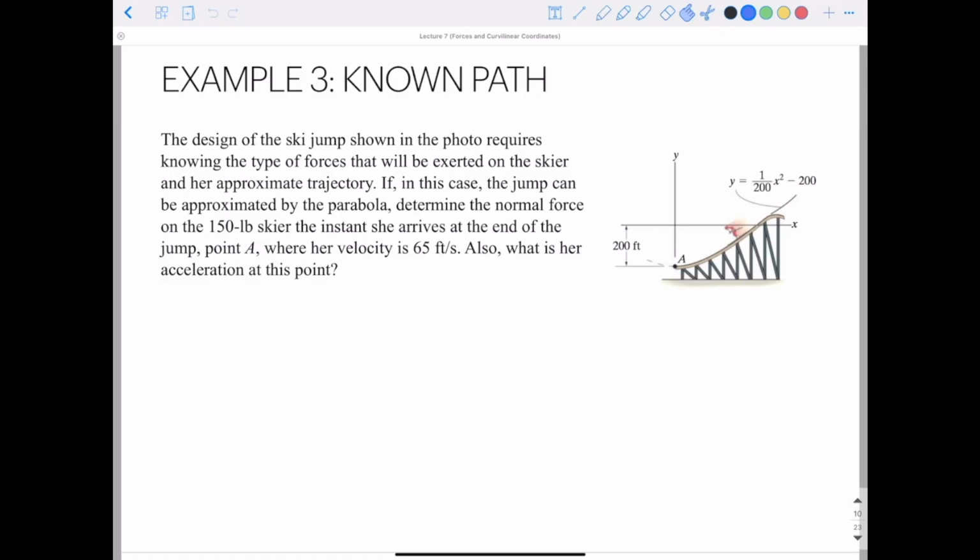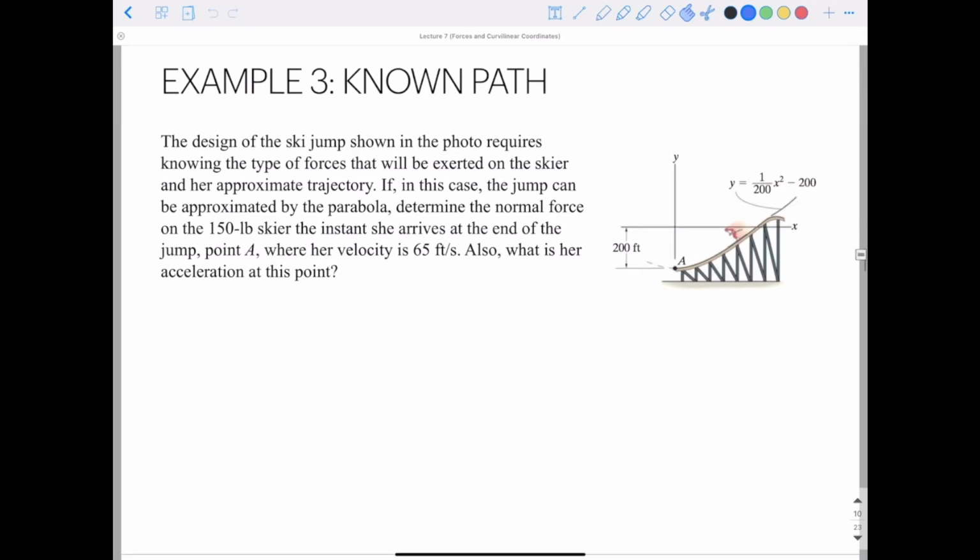In this case, we have an equation for the path. That should be a hint that this might not be obvious at the beginning, but we have an equation for the path, y as some function of x. So we can use this to determine our radius of curvature, and we should use n and t coordinates.